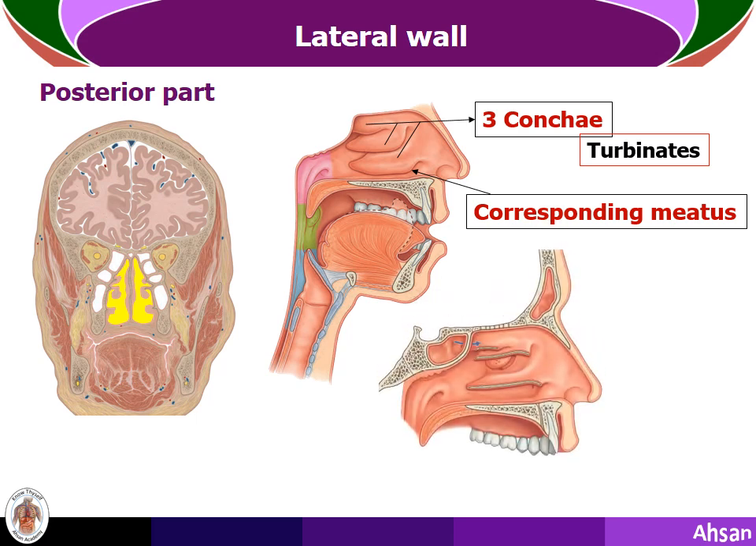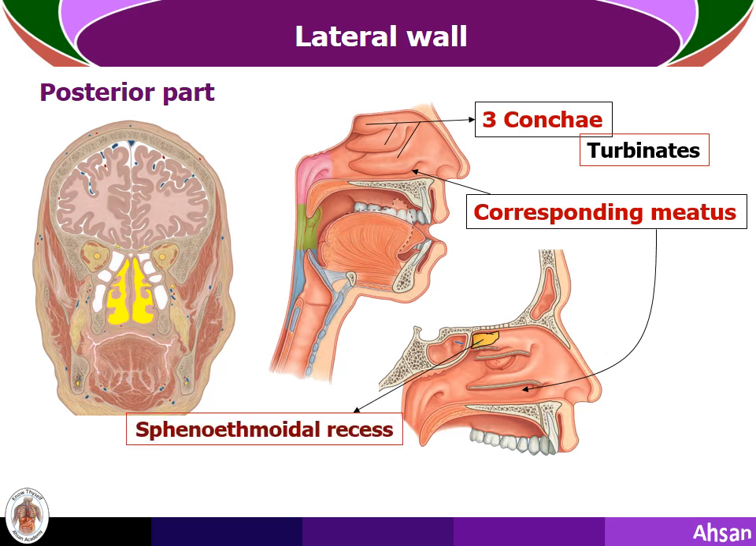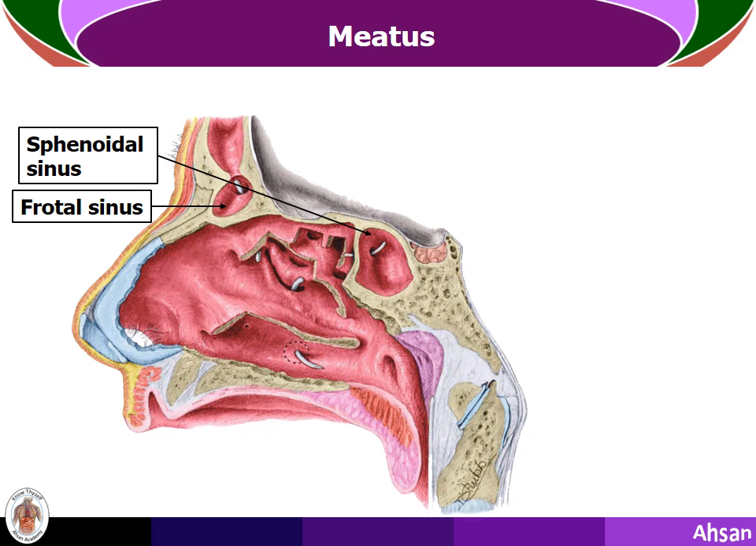You can see in this figure, this is the inferior meatus. Naturally above it is the middle, and just under the cover of the superior concha is the superior meatus. You can see the area above the superior concha, shaded yellow, is known as the sphenoethmoidal recess. In the meatuses and the sphenoethmoidal recess, several sinuses and other structures open. The sphenoidal sinus opens into the sphenoethmoidal recess.